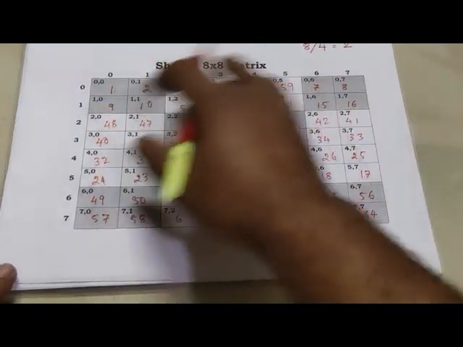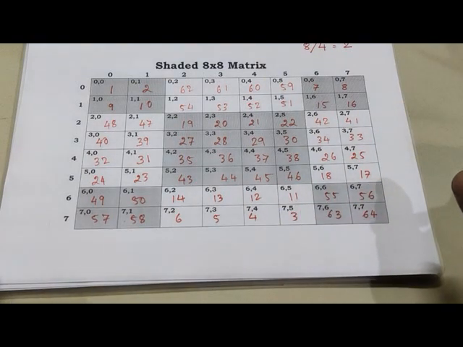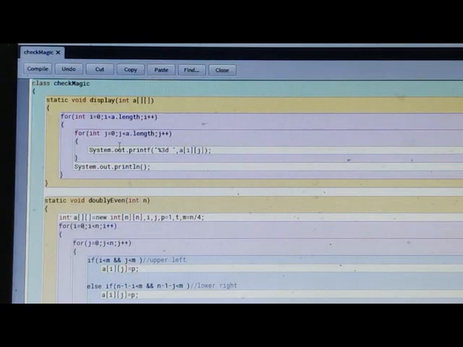So we have 3, 4, so this time, once again, what do we find? We find the magic square, and the sum of each row, column and diagonals are all same.